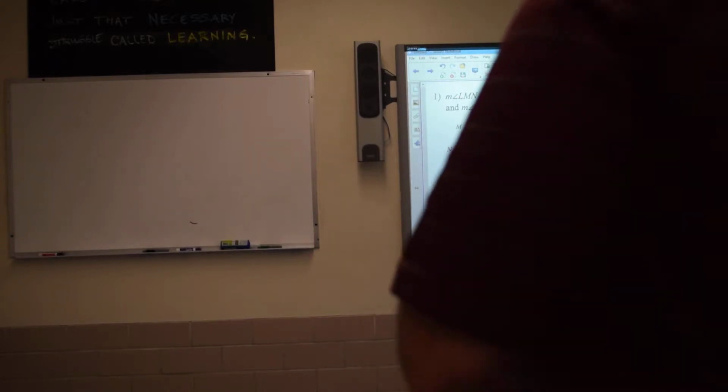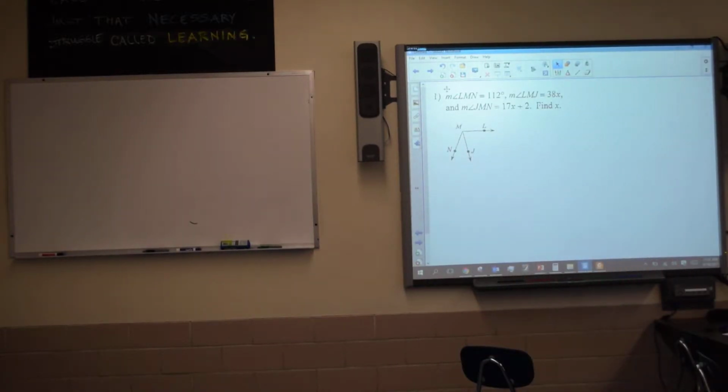All right, so question 3 says find measure of angle JKF. It's 5x minus 6. JKL is 125. JKL is 25x minus 1, find x.